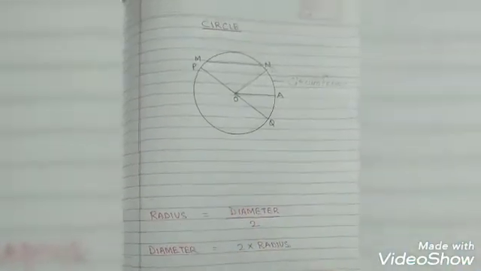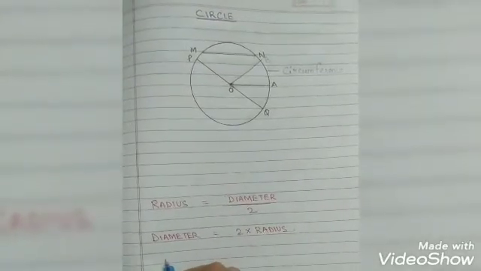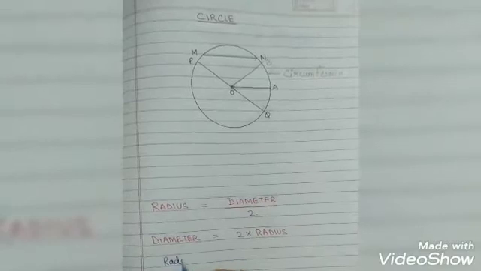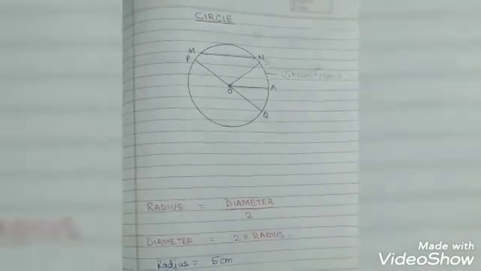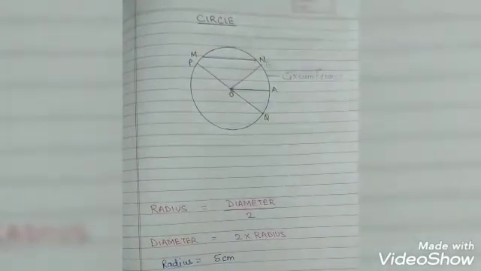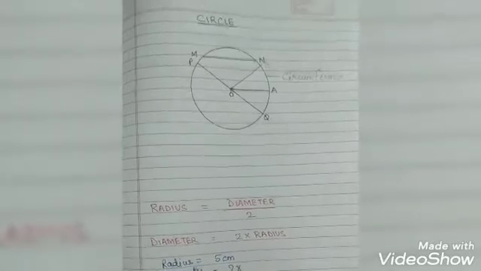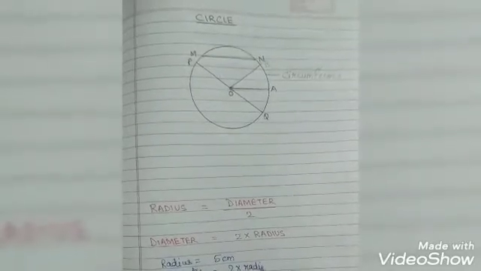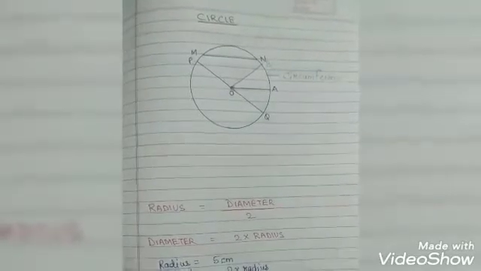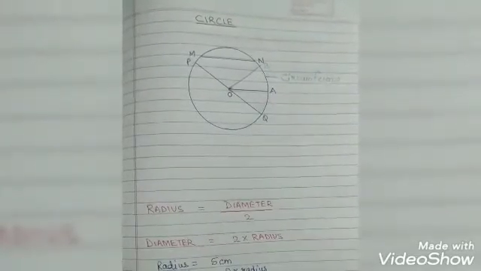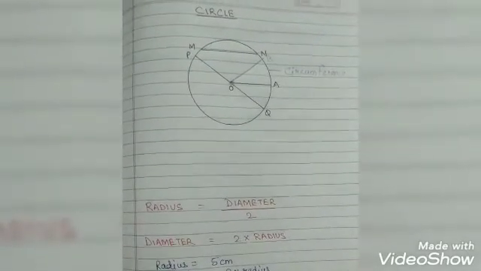So let's solve some examples to understand this. Suppose the radius of the circle given is equal to 5 centimeter. So diameter, according to the formula, is equal to 2 multiplied by radius. So this gives you 2 multiplied by 5 centimeter. Thus diameter is equal to 10 centimeter. In this way we can find the diameter when the radius is given.